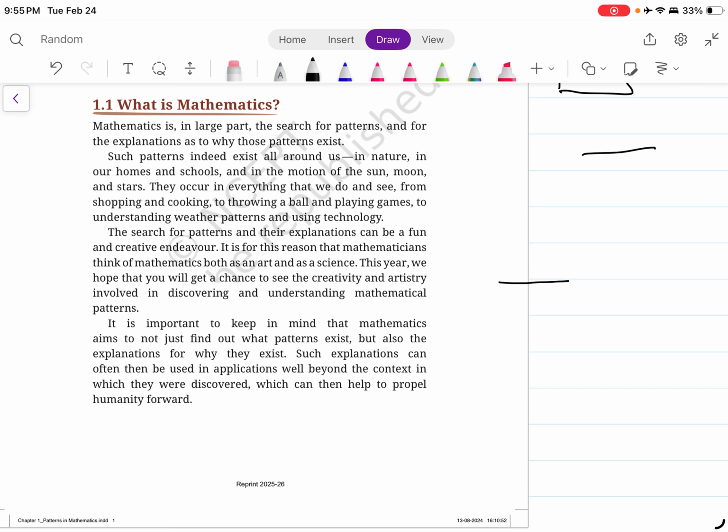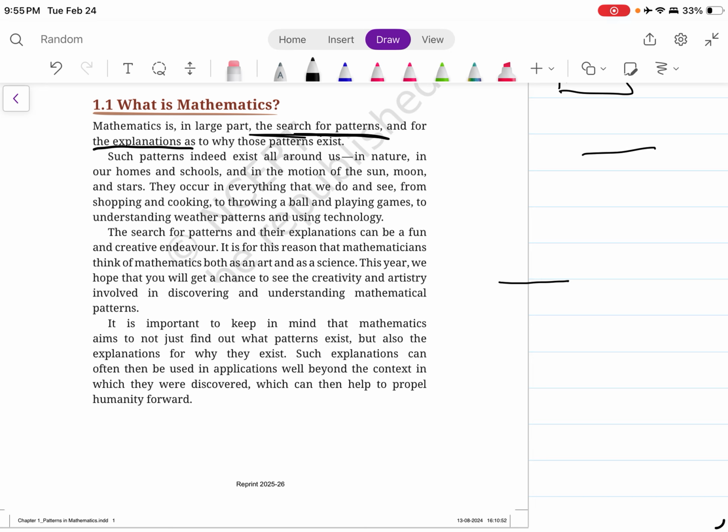So now here we are going to study mathematics. What is mathematics, to be very honest? Mathematics in large part is the search for patterns. Search for patterns, मतलब क्या है? The patterns we see around us, and उसका explanation, patterns का. Why those patterns exist, कि कोई pattern exist करता है तो क्यों करता है.